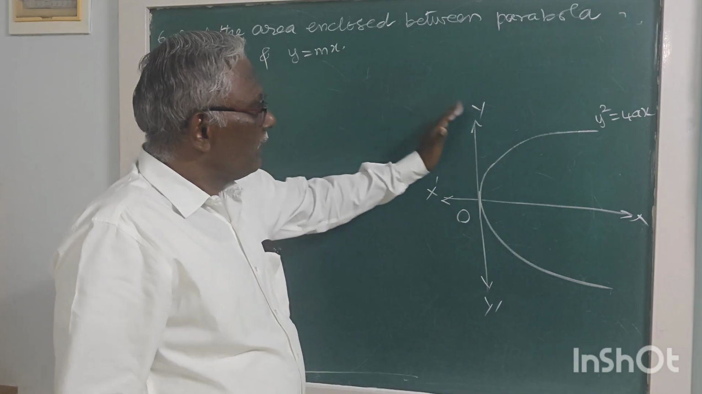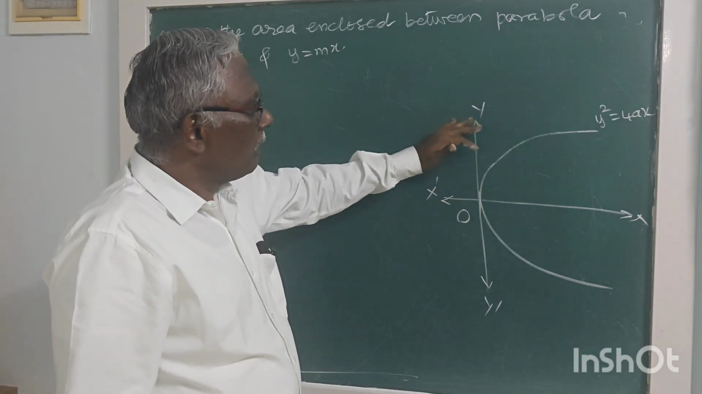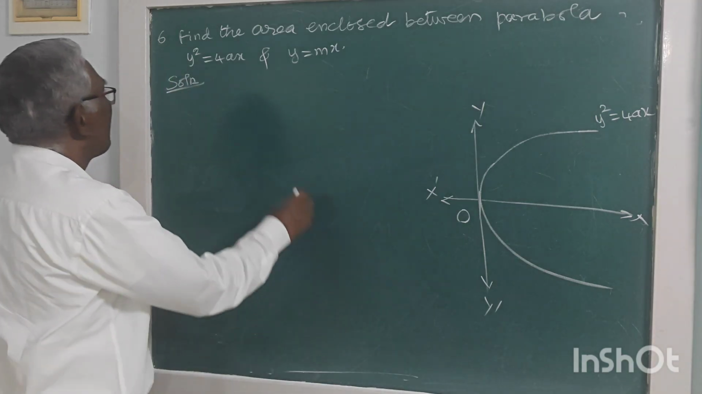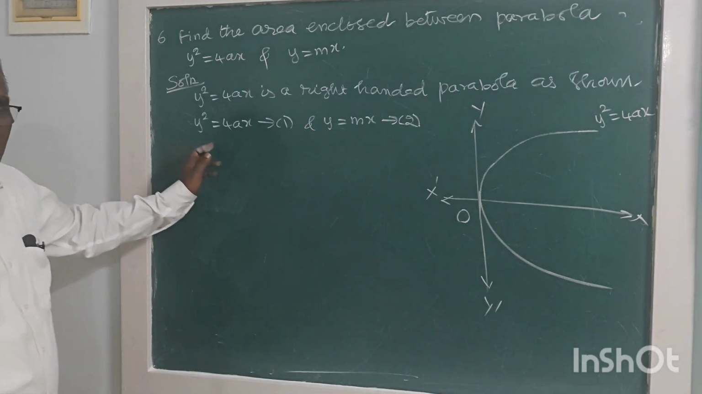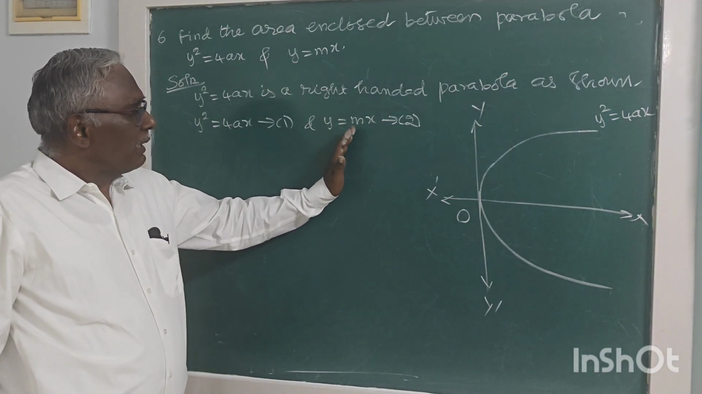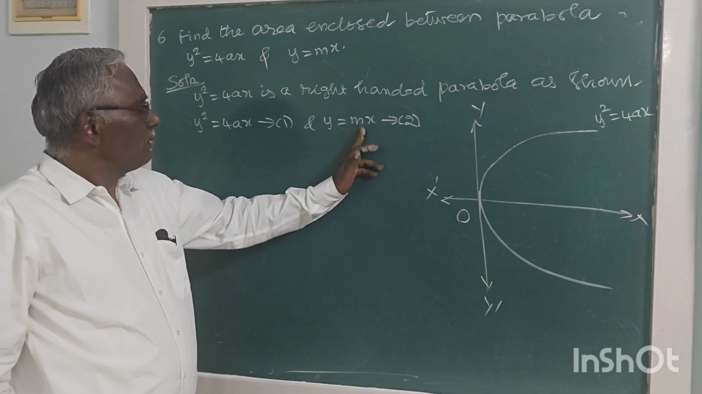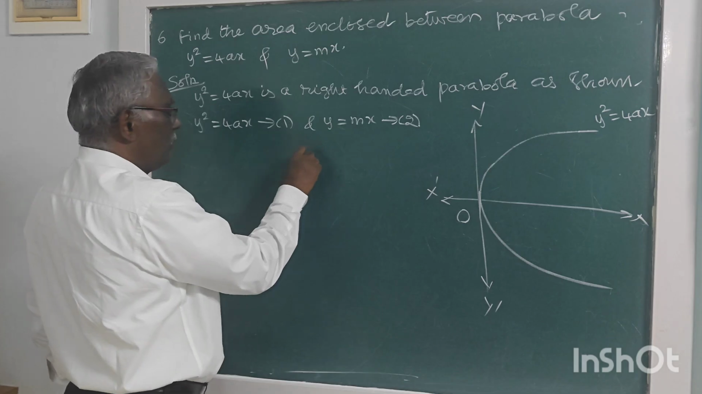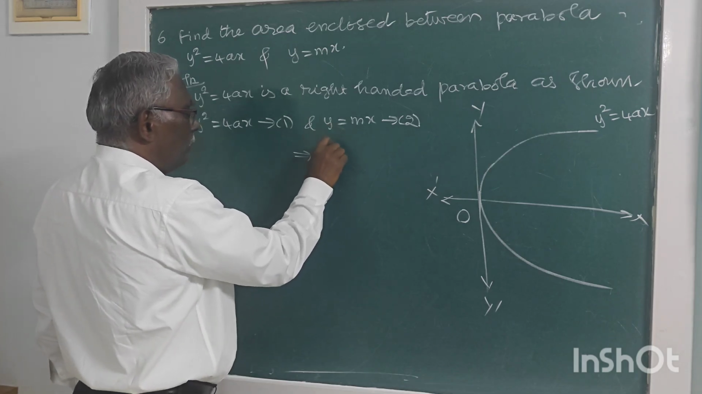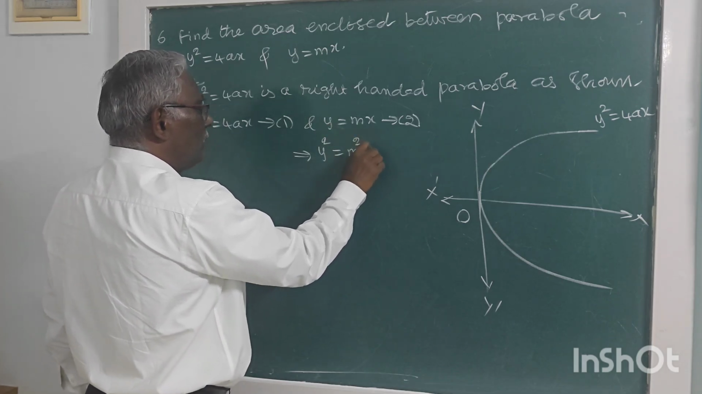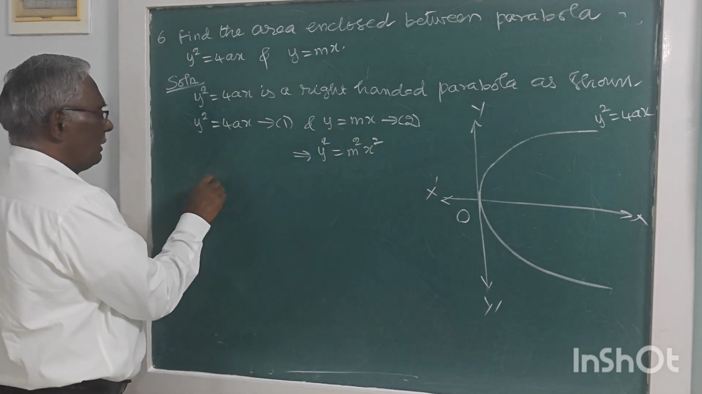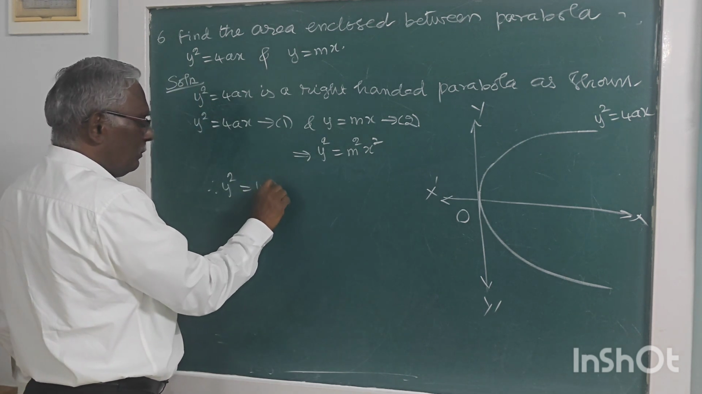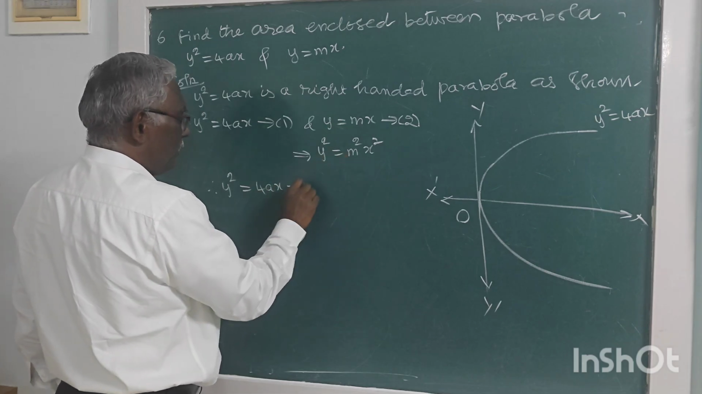To see where this line intersects the parabola, we have to solve the equations of the line and the parabola. To get the value of x coordinate, we will square this, then equate both equations. So this gives y square is equal to m square x square. Therefore, y square is equal to 4ax is equal to m square x square.